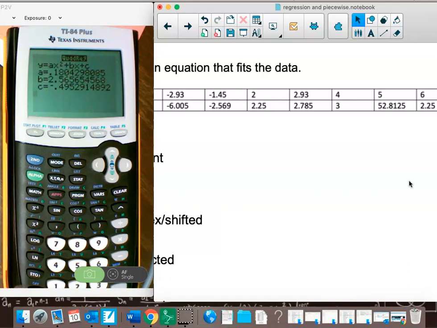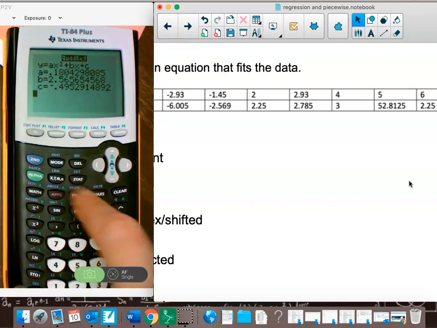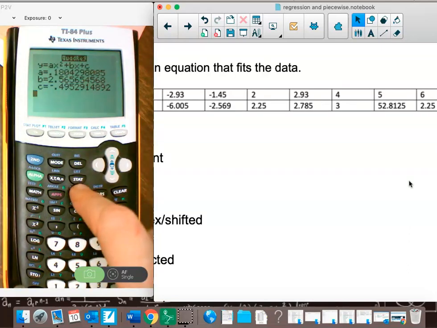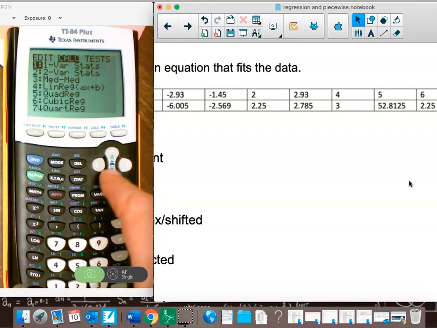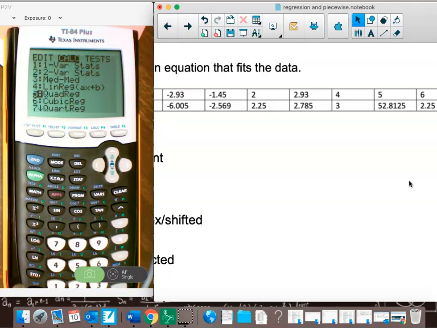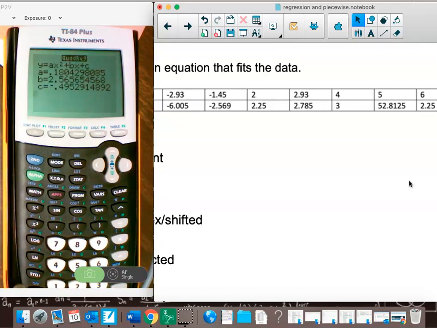So to get to the regression screen, you hit stat, then you arrow over to calc, and then do you see quad reg? It's option 5. Hit enter on that, and then enter, enter, enter, enter until you're sitting on calculate. Hit enter one more time, and it'll give you that screen. All right.